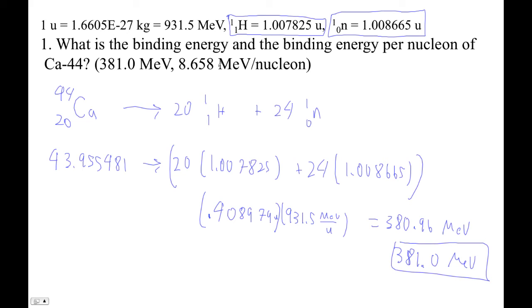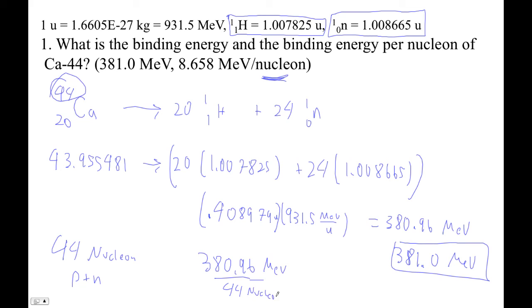And then how many per nucleon? How many nucleons do we have? There are 44 nucleons. Nucleons are protons plus neutrons, so it's the mass number. So 380.96 MeV binding energy over 44 nucleons. If I divide that by 44, I get 8.658, and that's MeV per nucleon.